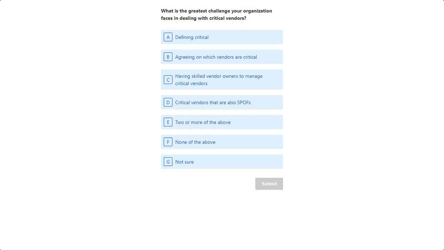This poll question is, what is the greatest challenge your organization faces in dealing with critical vendors? Defining critical, agreeing on which vendors are critical, having skilled vendor owners to manage critical vendors that are also SPOFs, two or more of the above, none of the above, or you're not sure.